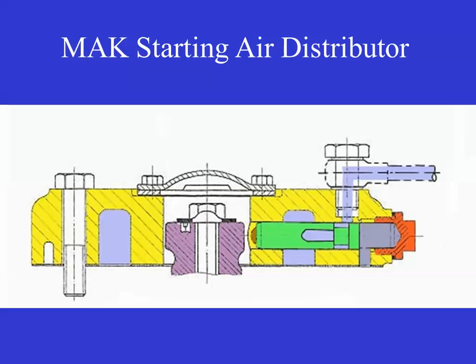So this is for the MAK. In green is the little follower. The air would come in here, act on top of this surface, push this up against the camshaft lobe, and then as this is activated back and forth, the air coming in here would be able to go this way and go out to your start air valve, and that would be to activate it.